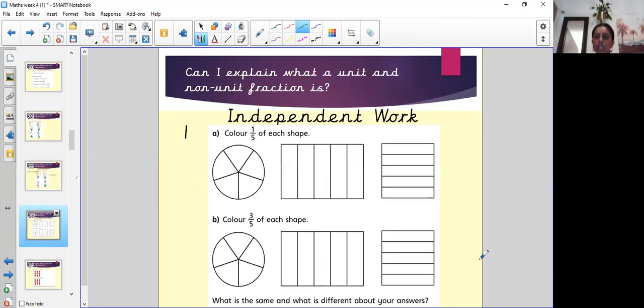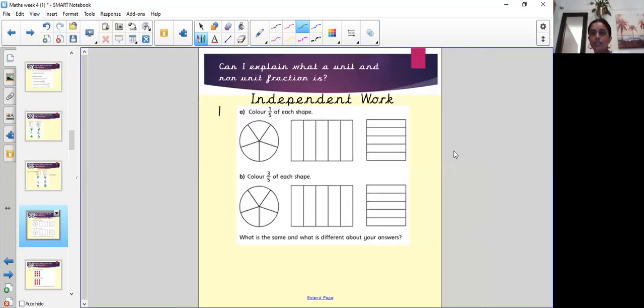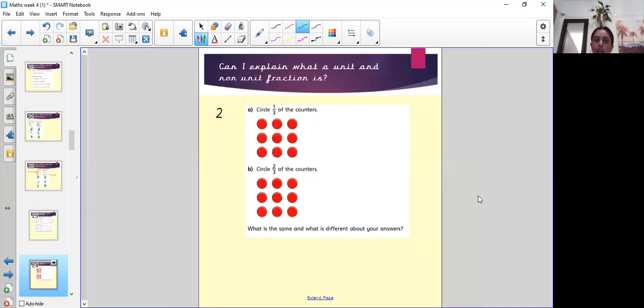So if I pause the screen here, I will just read to you what your activities are for today. The first question for you to work out is color 1/5 of each shape. That's question A. Question B is color 3/5 of each shape. And what is the same and what is different about your answers? And number 2, circle 1/3 of the counters. And B is circle 2/3 of the counters. What is the same and what is different about your answers?